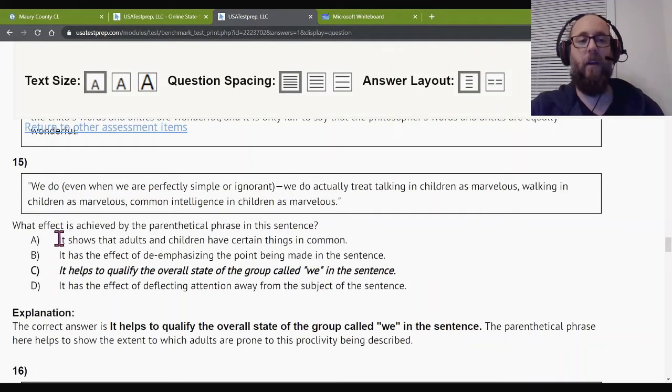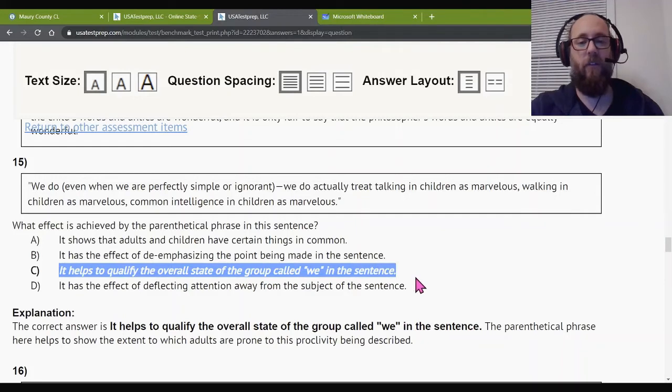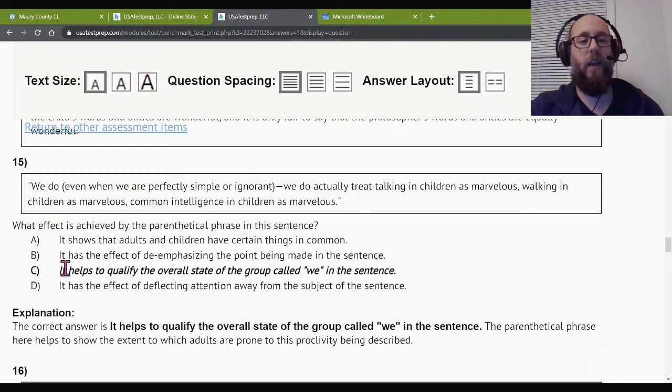So going back here, again, even the explanation, the answer choice here is just hard to understand. It helps qualify the overall state of the group called we in this sentence. They're overcomplicating this question, and it's okay. But there are some of these we can cross off. So even if you're guessing, there's some of these.